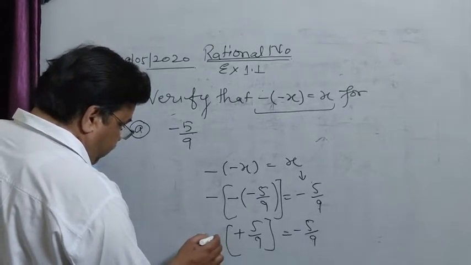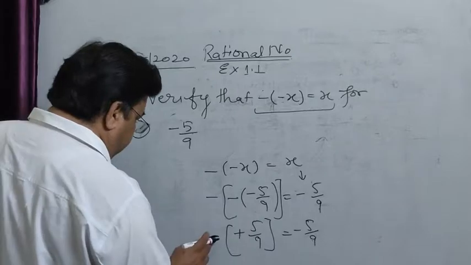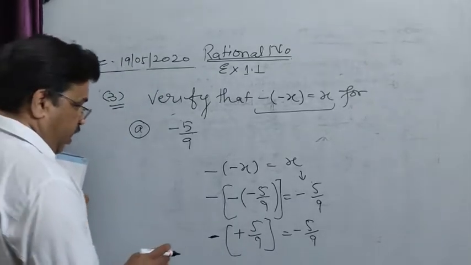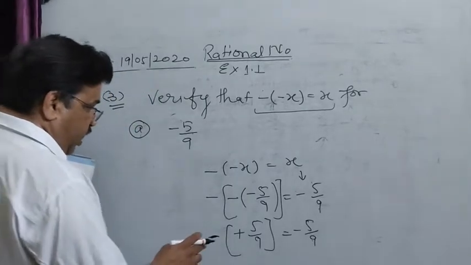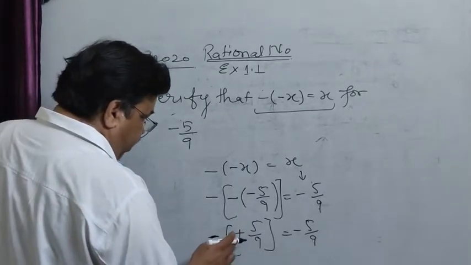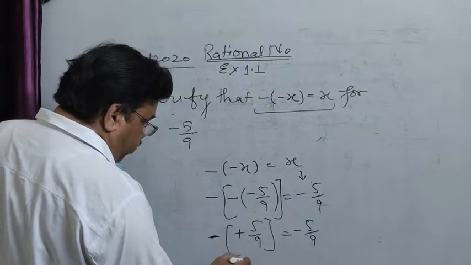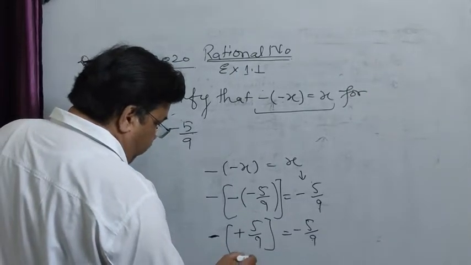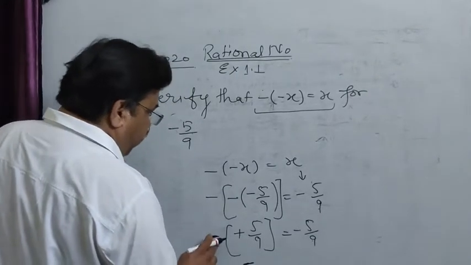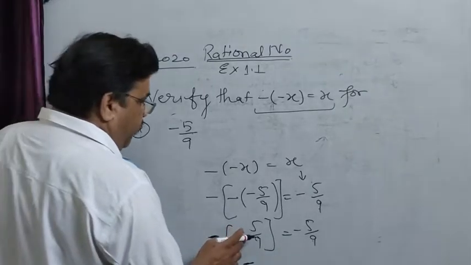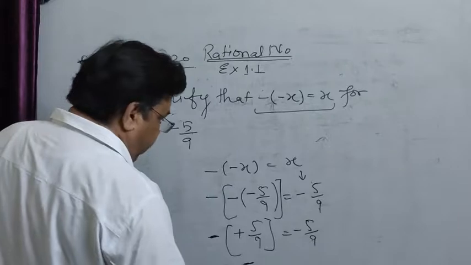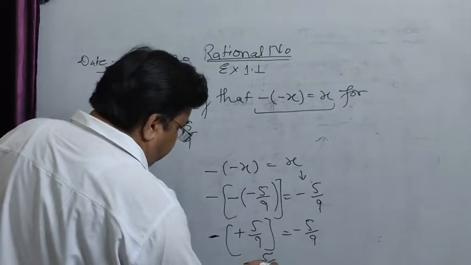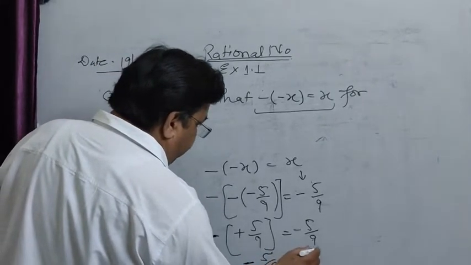If the minus sign is given outside the bracket and you want to open the bracket, you change the inner sign. The inner sign is positive, so you have to write a negative sign, because positive and negative signs multiplied give a negative sign. Minus 5 by 9 and minus 5 by 9.